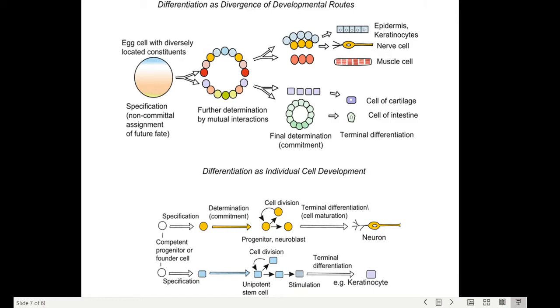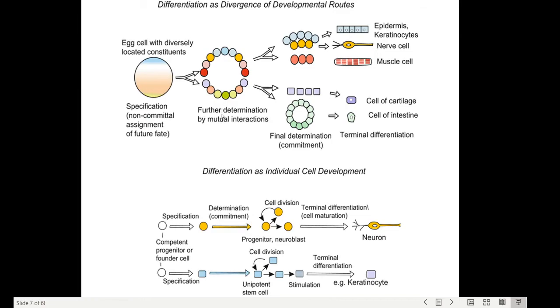Okay, in the first image, one cell has diversely located constituents. These constituents are further determined by mutual interaction. This region interacts with the same region: the white region interacts with the white region, the blue region interacts with the blue region. This kind of process happens in the further determination.